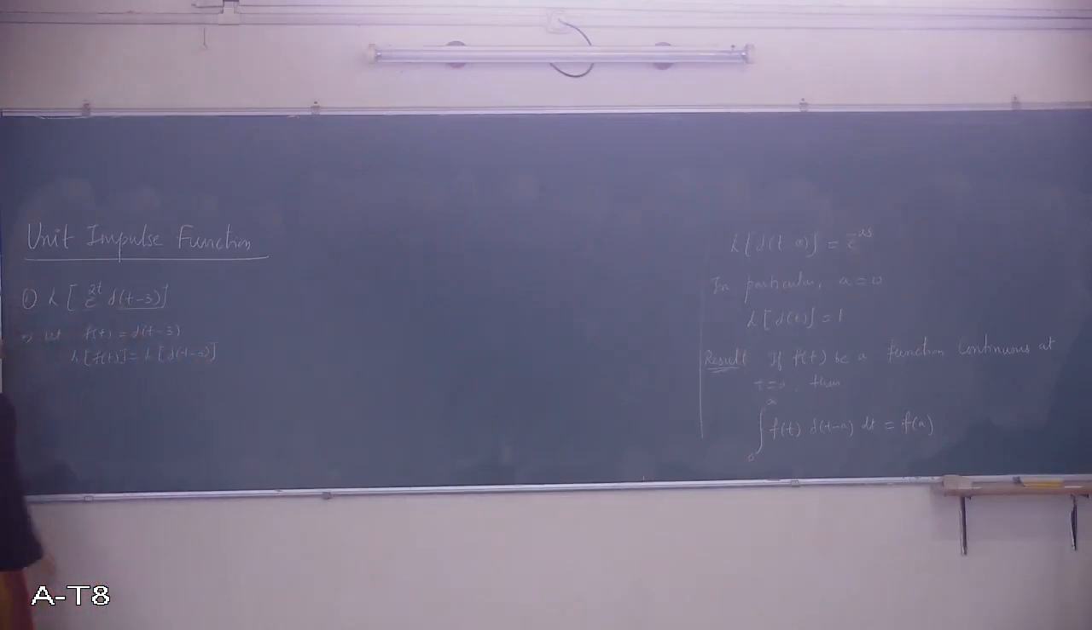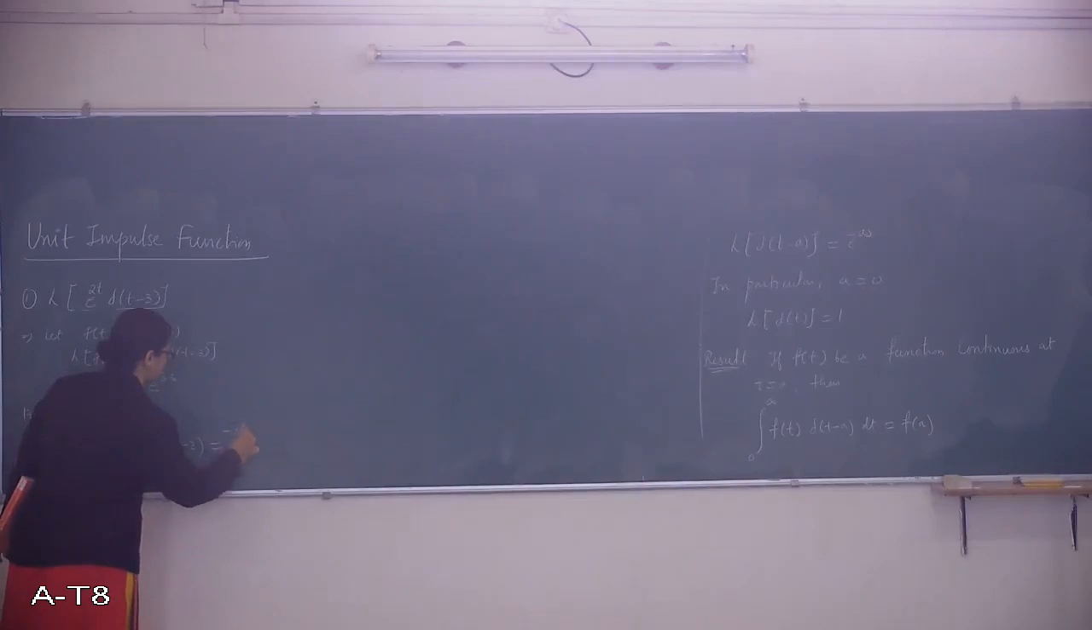So we know that delta of t minus 3 is a unit impulse function at t equals 3. So what will be the Laplace transform of delta of t minus 3? It is e to the power minus 3s. Now, by the first shifting theorem, the Laplace transform of e to the power 2t into f of t is f bar of s minus 2, since s is shifted to s minus 2. Means here we get e to the power minus 3 into s minus 2.